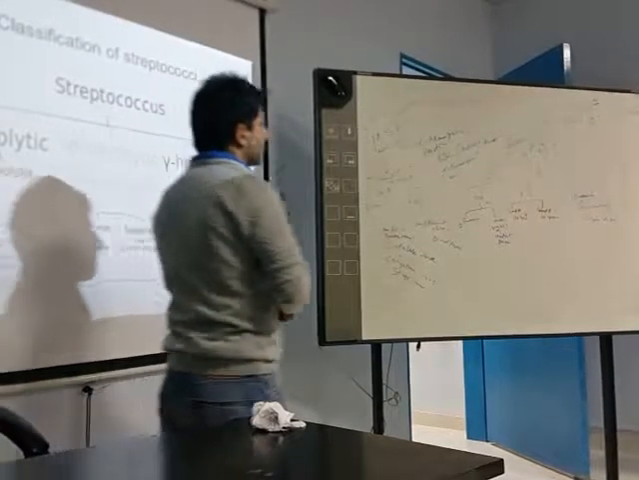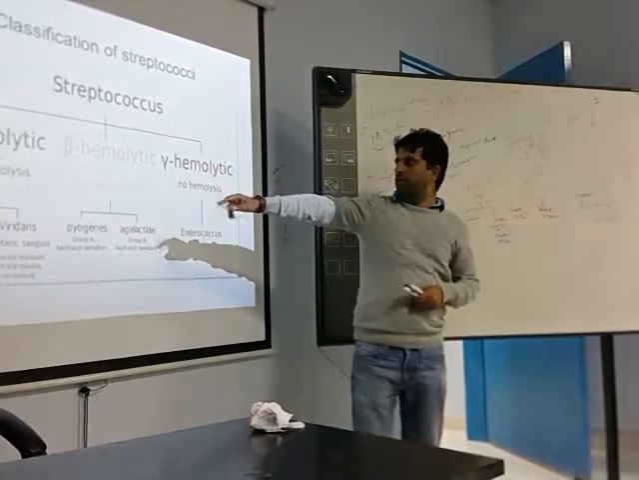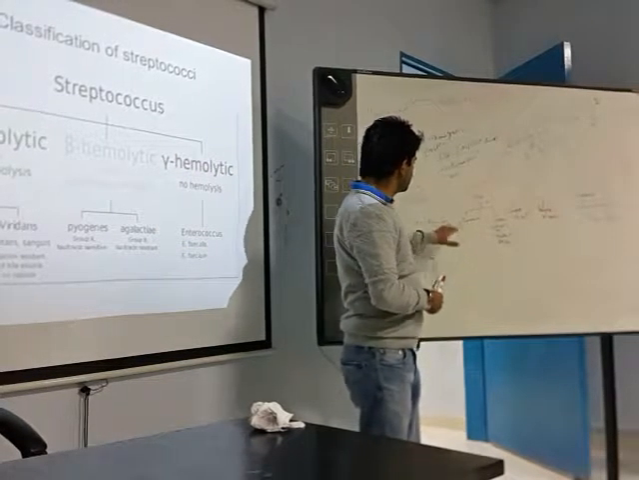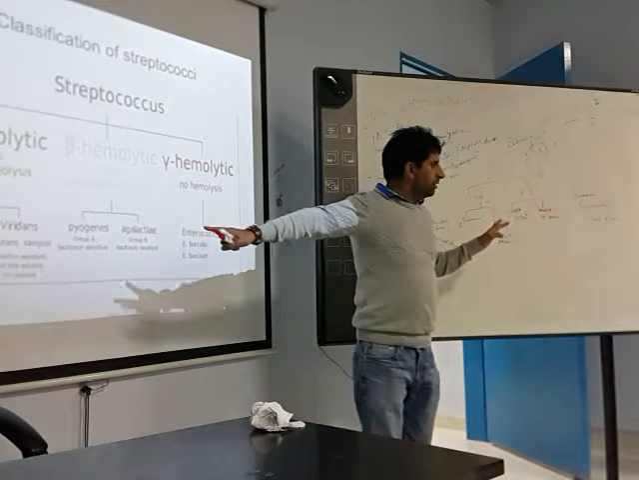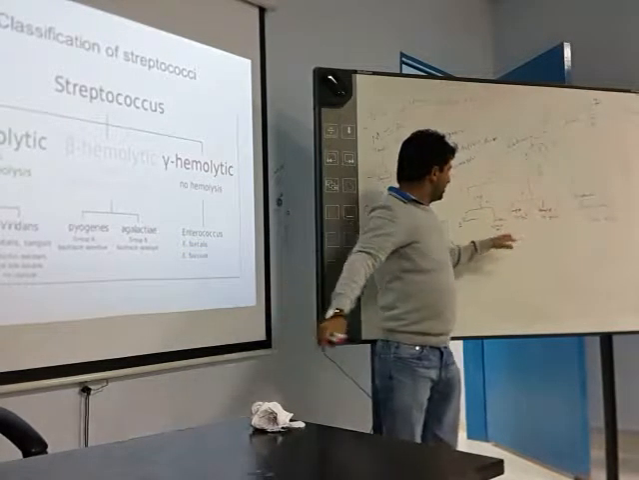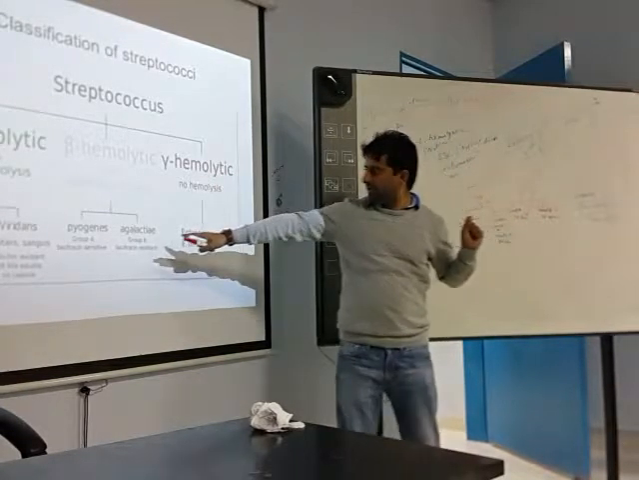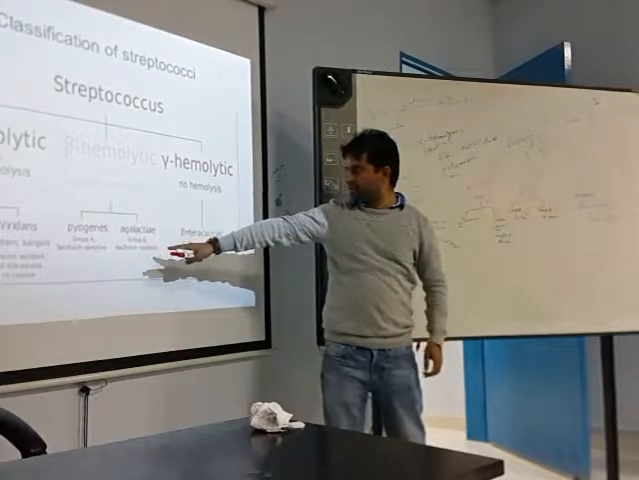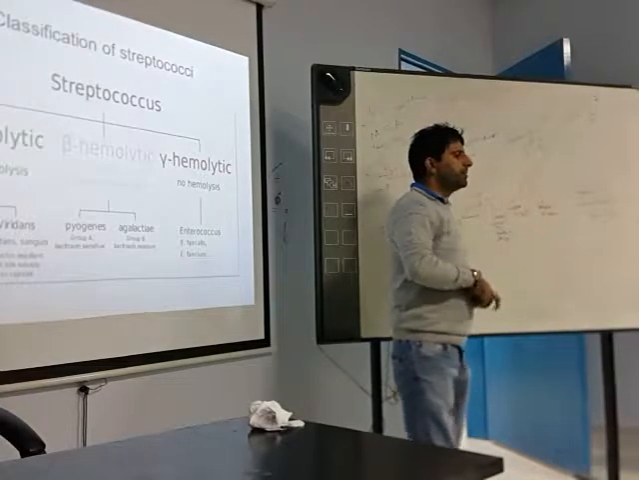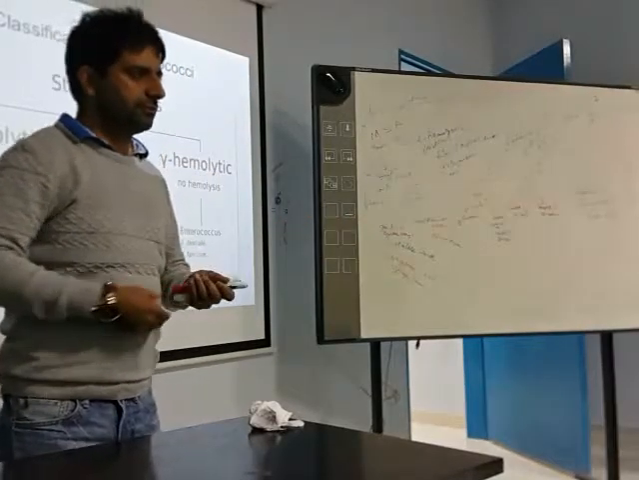Now come to the Streptococcus family. Alpha, beta, forget about the gamma. We will talk about this. In the alpha hemolysis, what is present? Viridans. You see viridans, it's the green. And you have beta hemolytic: pyogenes and agalactiae, group B. Now we will try to see them and differentiate them on the basis of culture and on the basis of biochemical tests.